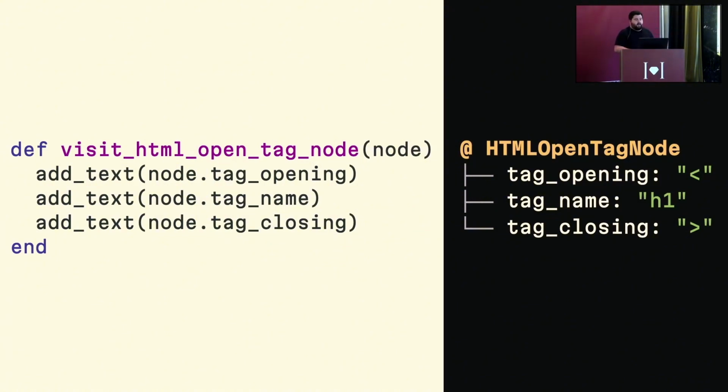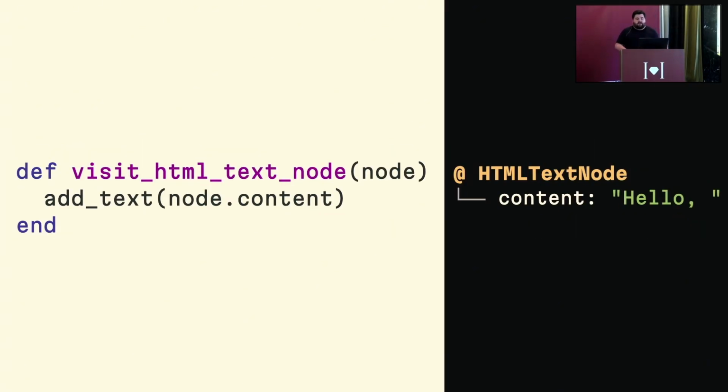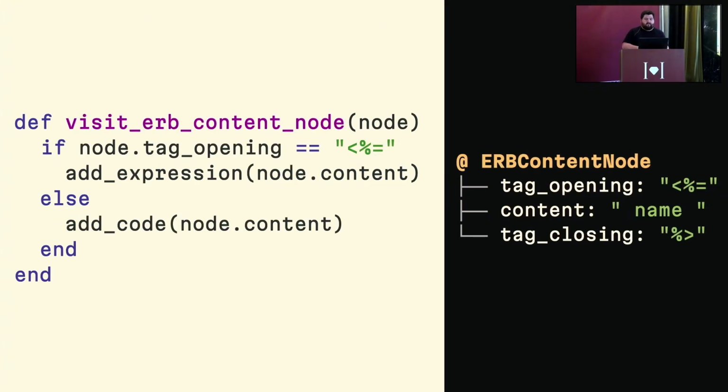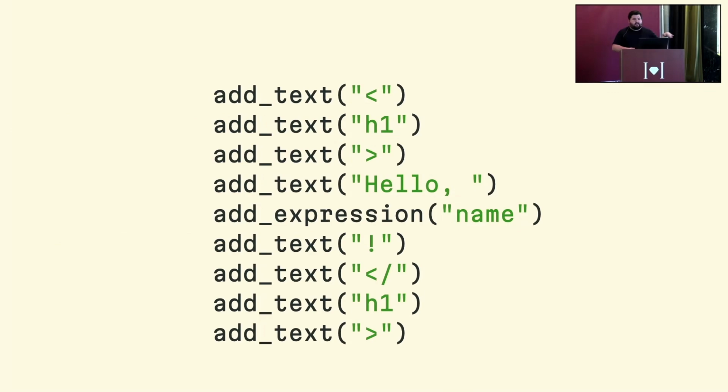And you can see the open tag node has these three static strings on the right side. So we can call add text for each of those tokens. For the text nodes, we can do the same thing because we just have a text content. We can just append that. And more interestingly, for the ERB content nodes, we can check if it's an output tag. And if that's the case, call add expression or add code to just append the output. And if we go through this, we get this set of instructions as a result.